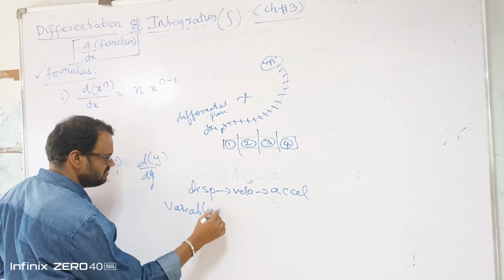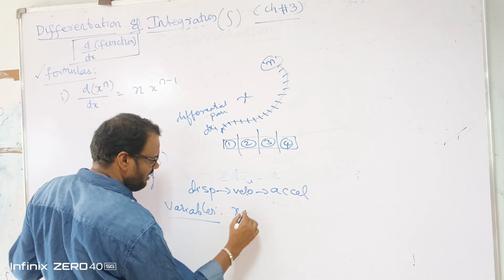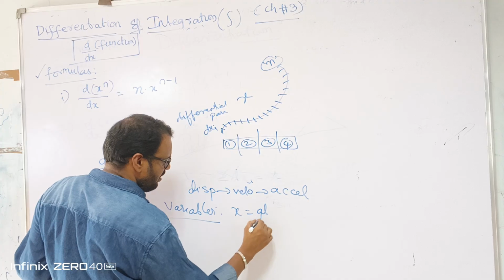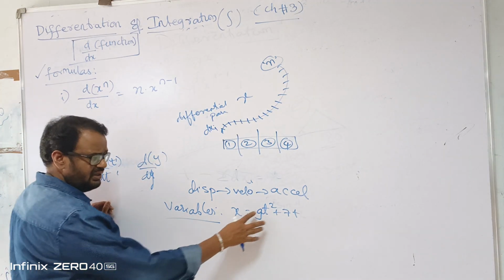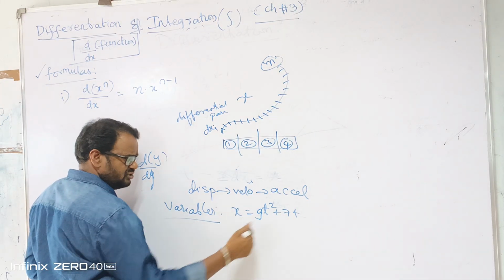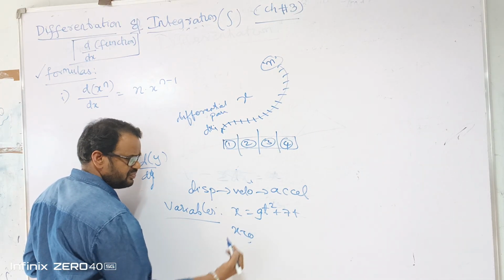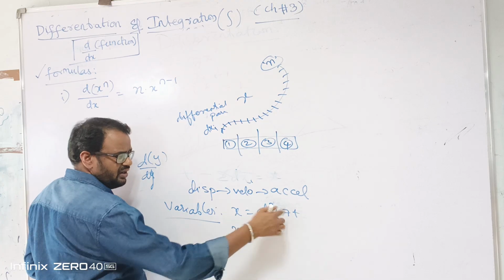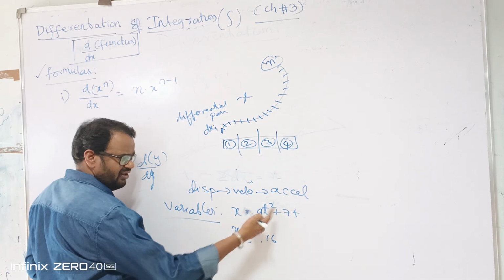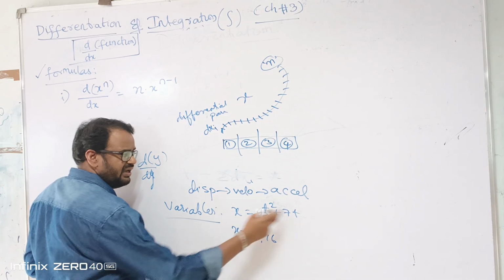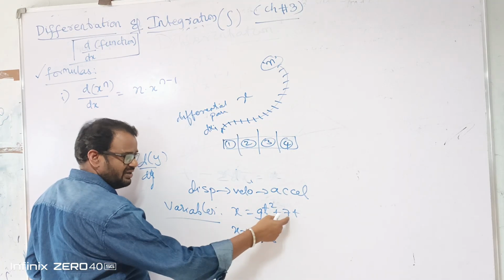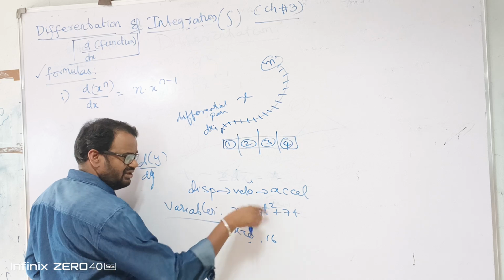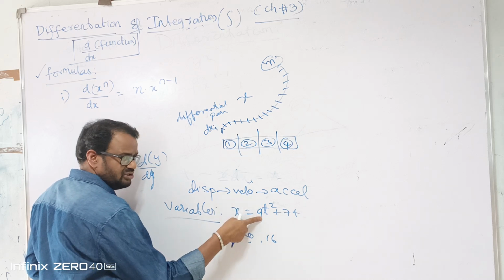whose value changes. For example, if you have x equals 9t square plus 7t, clearly in this equation, if I substitute t equals 0, I get x equals 0. If I put t equals 1, 9 plus 7, it is 16. At different times, position is different. This equation depends on the time factor. Since it depends on time, the variable here is time.